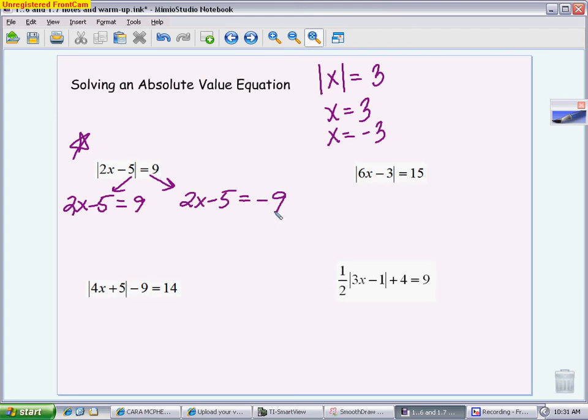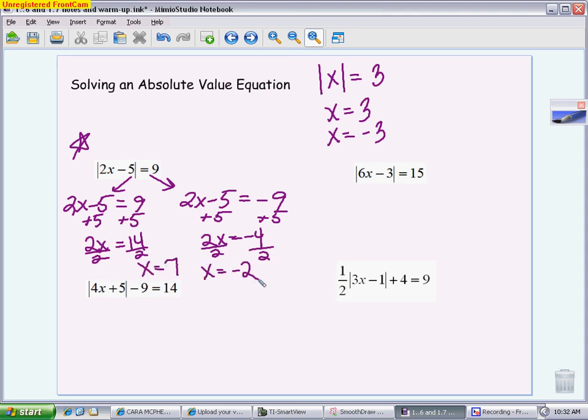So you create two separate equations. They both solve the same way, but you'll get different results. So you're going to add 5 across the board. 2x equals 14 on this equation, 2x equals -4 on this equation. Notice you have different things resulting, even though the steps that you're taking are the same. So I'm going to divide by 2. I get one answer of 7 and one answer of -2.